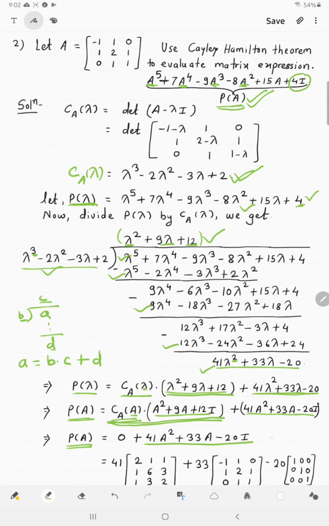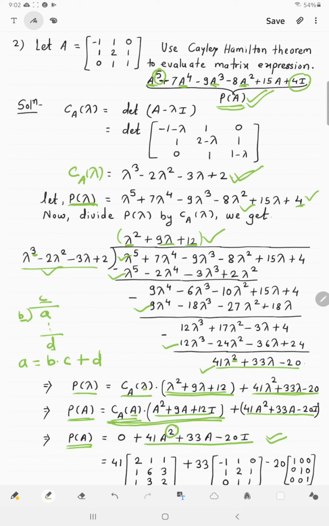Now here, why is the Cayley-Hamilton theorem important? I have to find out A raised to 5, but I reduce my effort to finding it only up to A square. Suppose instead of A raised to 5, they ask to find A raised to 50, then also we will use the same method.